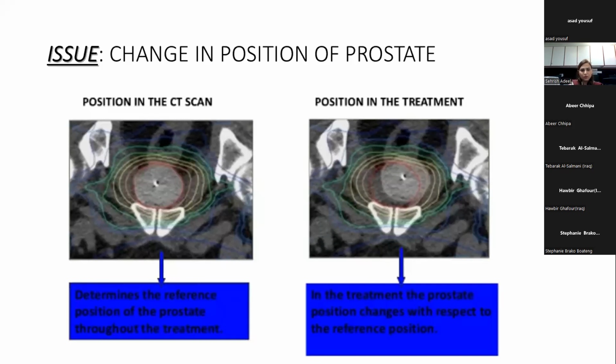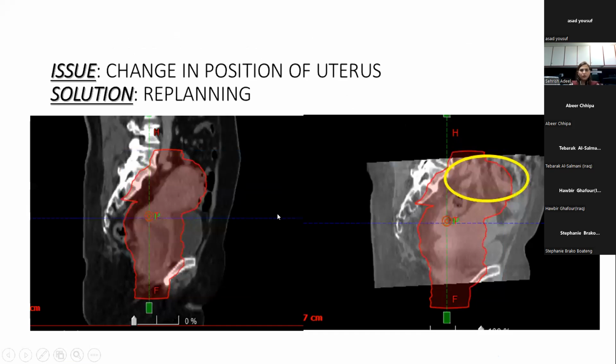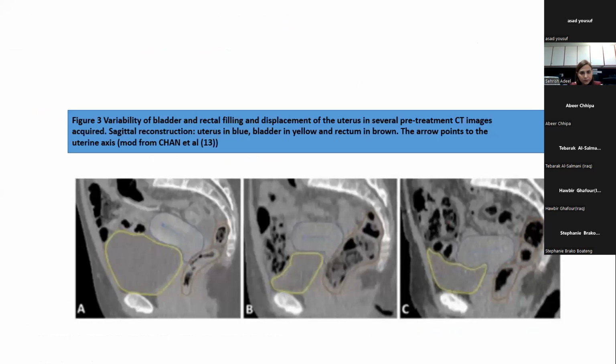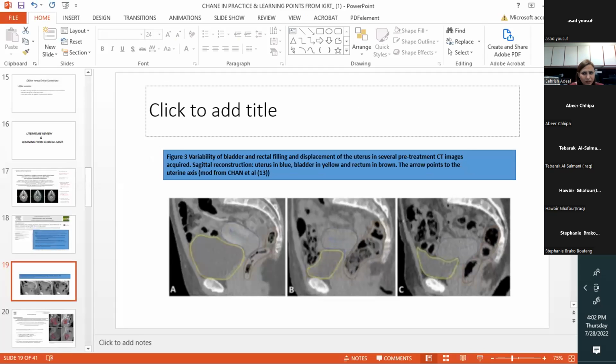so let me go back to the slide. We were actually talking about the shifts in cervical cancer patients because of the rectum filling. In this paper, they particularly said that because of the rectum filling, the major difference comes in the anterior posterior direction and the superior inferior direction. I hope I answered your question.